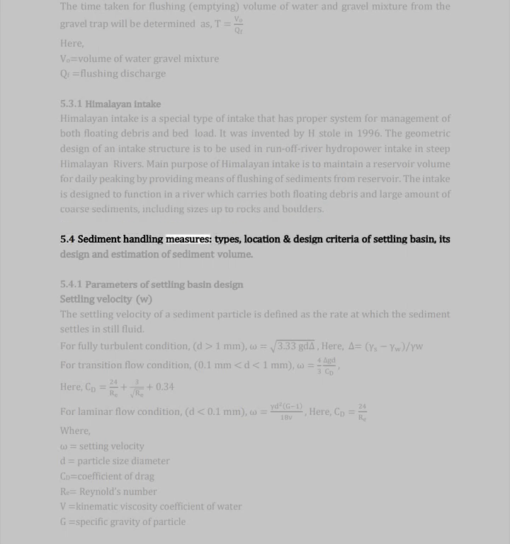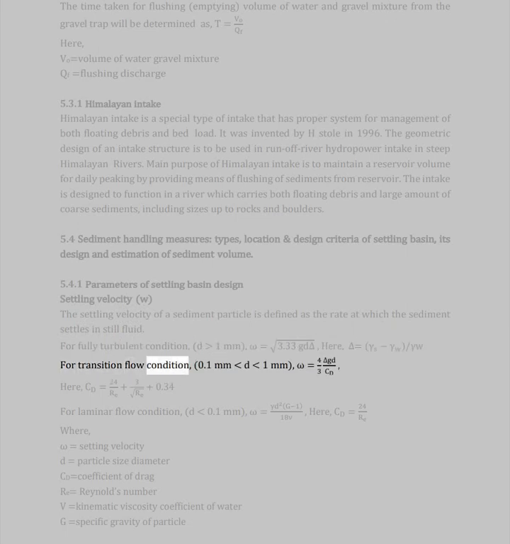5.4 Sediment handling measures, types, location and design criteria of settling basin, its design and estimation of sediment volume. 5.4.1 Parameters of settling basin design. Settling velocity, omega. The settling velocity of a sediment particle is defined as the rate at which the sediment settles in still fluid. For fully turbulent condition, d greater than 1 mm, omega equals 3.33 square root of G d delta, here, delta equals (gamma s minus gamma w) over gamma w.